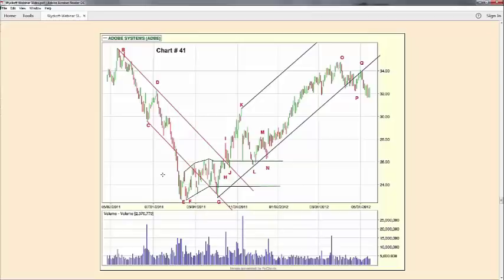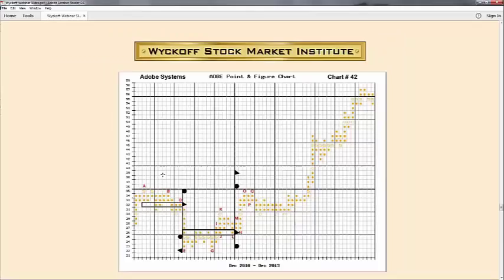Objective accomplished to the downside. Well, let's find out. While it all isn't on the vertical line chart, and point A is not on the vertical line chart, Adobe went into distribution from point A, climactic action at point A, over to a last point of supply at point B.